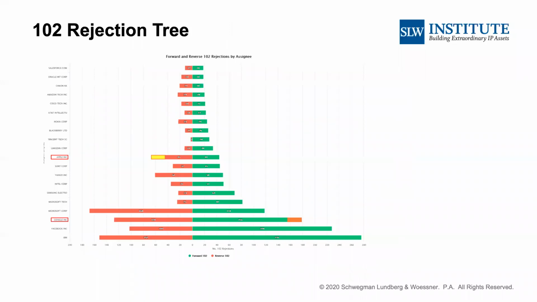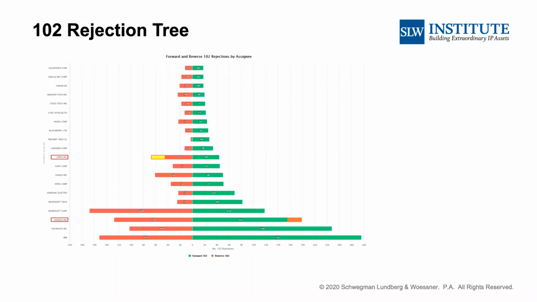So this is kind of where I think the next generation is going. In a dashboard, I want to be able to see at a glance where something has happened. I also want to be told by the dashboard when something interesting has happened. So in this case, you've got a 102 rejection tree. You see everything in your portfolio has either gotten a 102 rejection from another piece of art, or is causing 102 rejections in your particular piece of art.